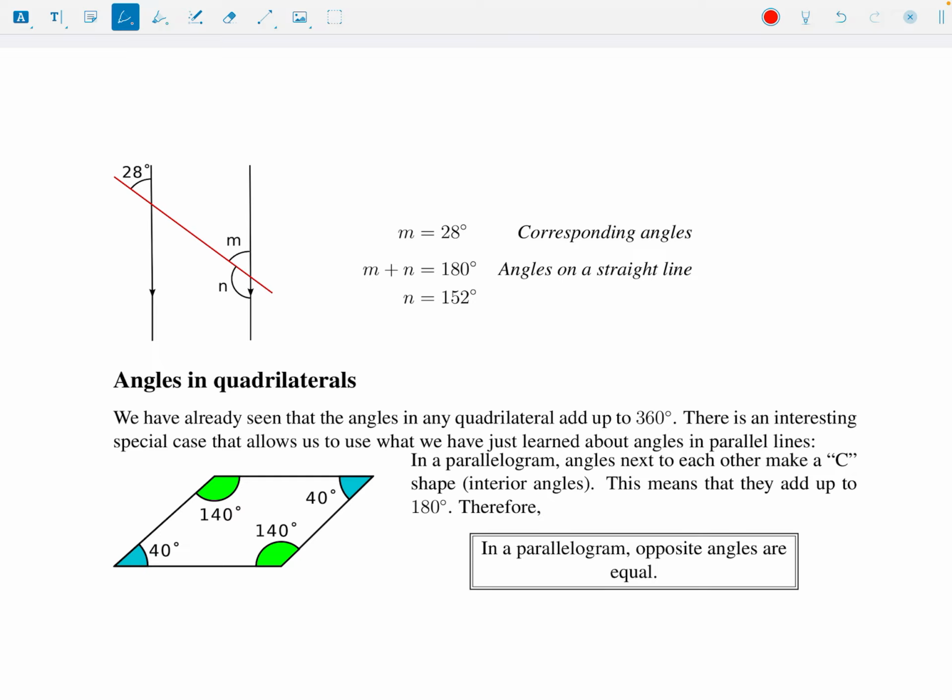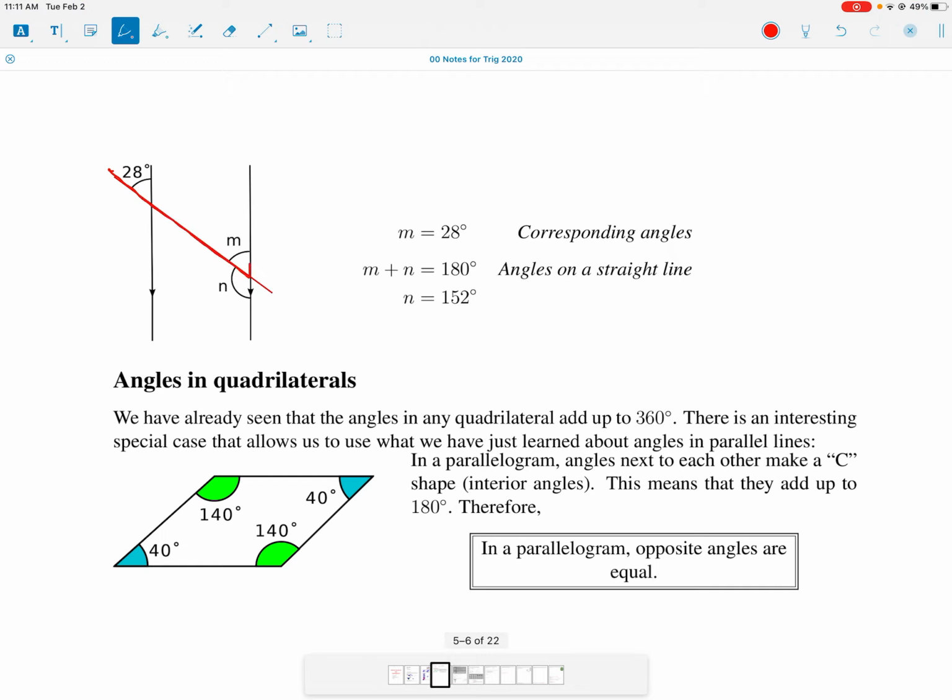So here you can see, if you turn your head clockwise and look at this angle right here, again, we have parallel lines, so we know we can do this idea. So this is the F pattern. So this should also be 28 degrees.